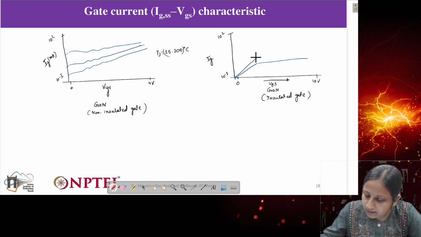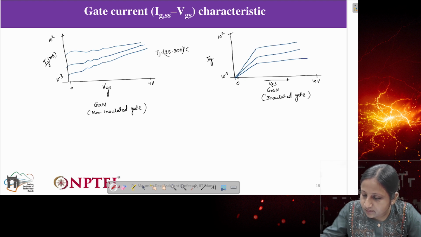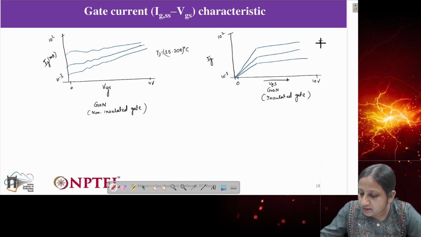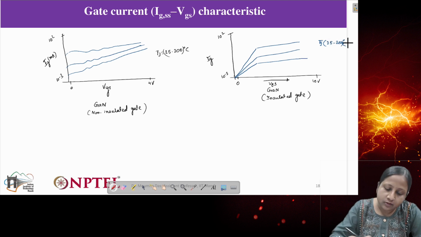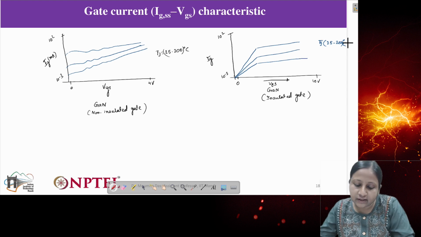So it will vary like so. Here the junction temperature similarly is varying from 25 to 200 degrees Celsius. Okay, this is with respect to gate current.